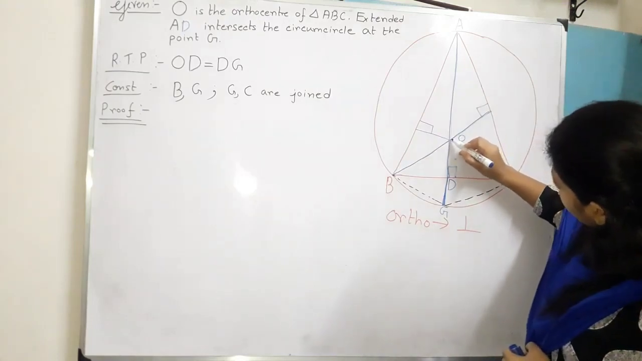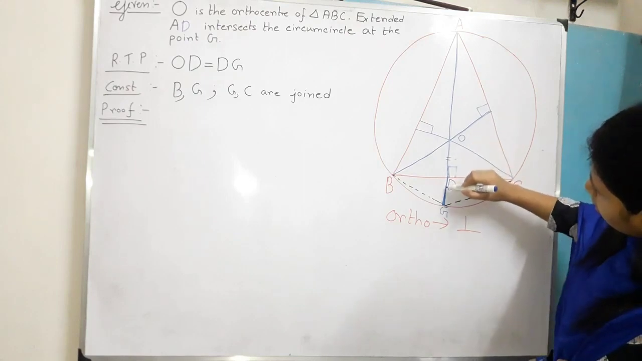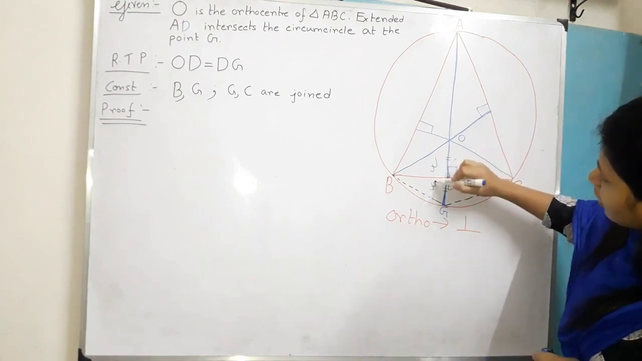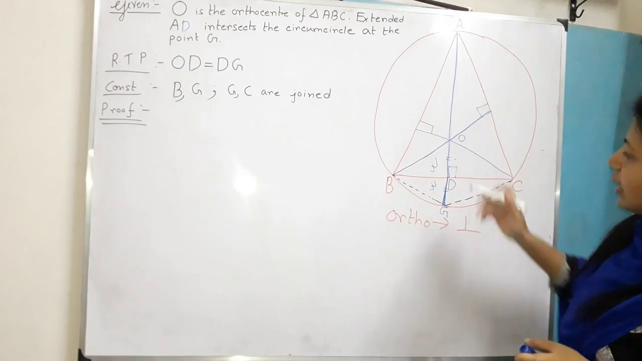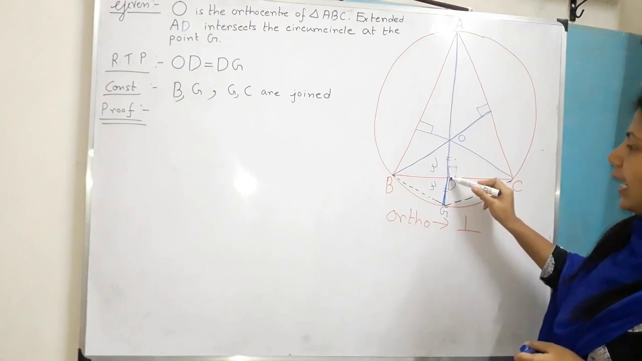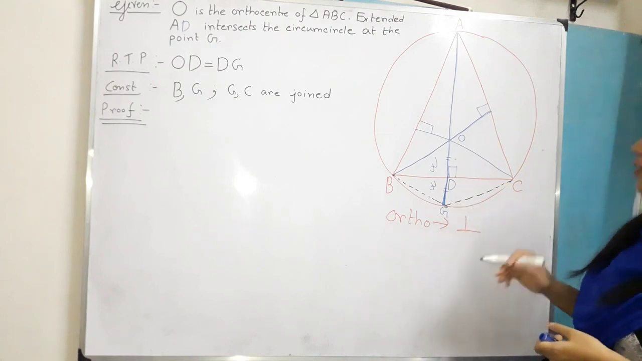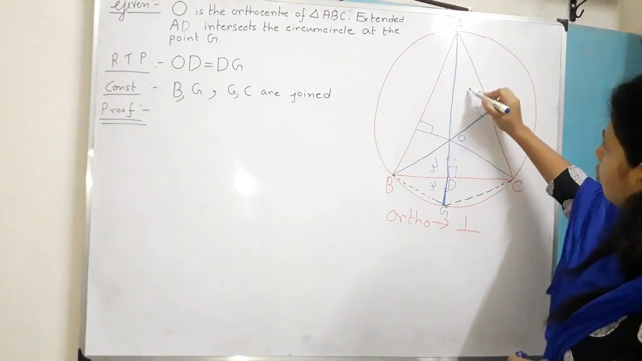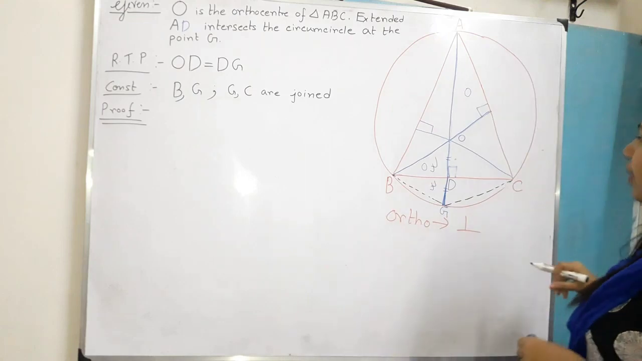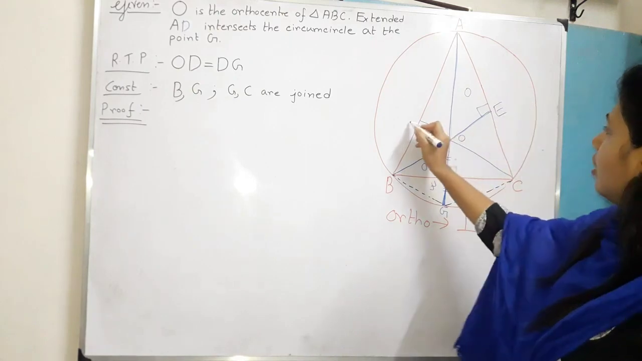To prove that OD equals DG, first I will prove that these two triangles are congruent. If I can prove that these two triangles are congruent, then by CPCT, corresponding sides of congruent triangles are equal. So OD equals DG. Before that, I will show one thing about these two triangles. Now follow properly. I will take this one as E and F.